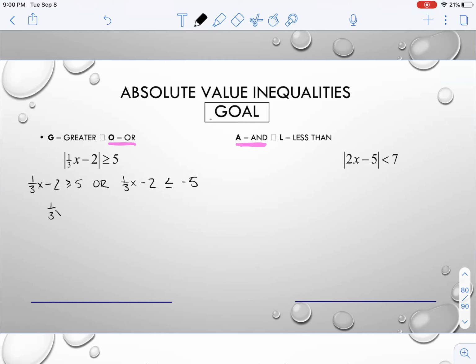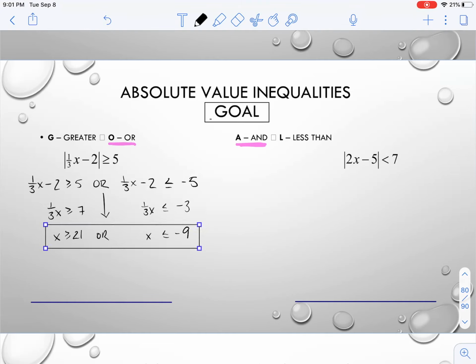Here I'm going to have 1/3 x greater than or equal to 7, or x greater than or equal to 21. Or we're going to have 1/3 x less than or equal to -3, or x is less than or equal to -9. And again, this "or", I have a compound inequality, it's two parts. That is a part of my solution. If you just wrote the two inequalities here without the "and" or the "or" in between, I have to assume you don't know which one it's supposed to be, and I'm going to take a point away.